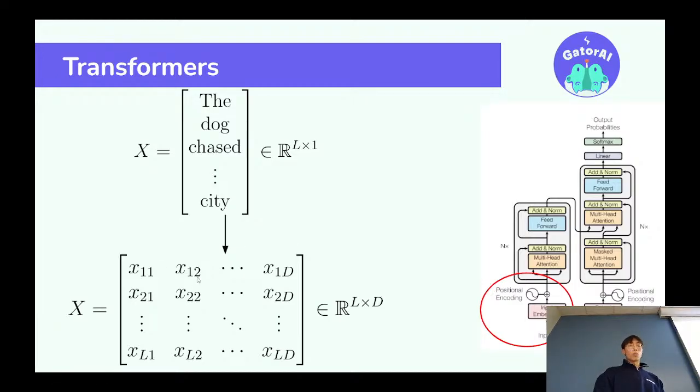So x11, x12, onwards to x1d, all of those numbers together represent the word "the", right? And same for the second row. The second row, x21, x22, all the way to x2d, all of those numbers form a vector, and that vector represents the word "dog", right?